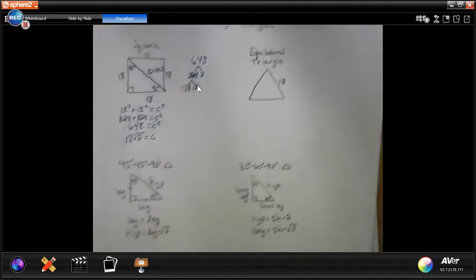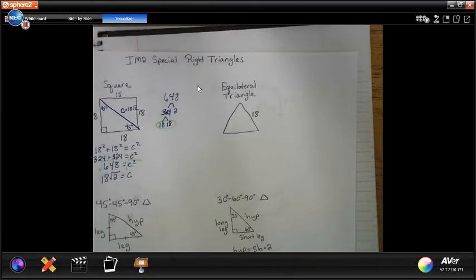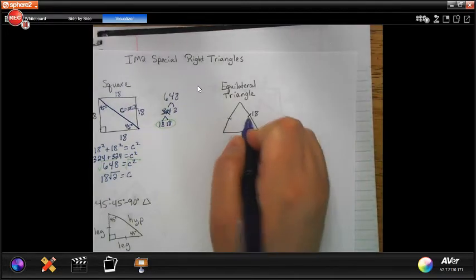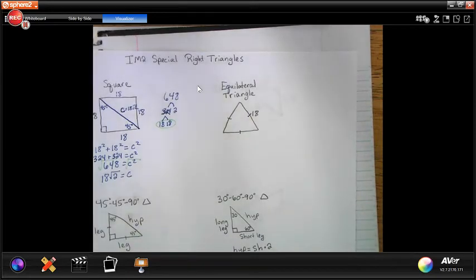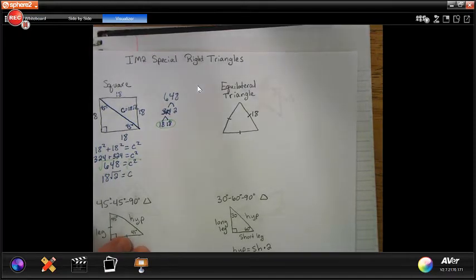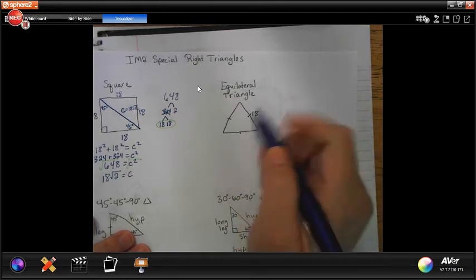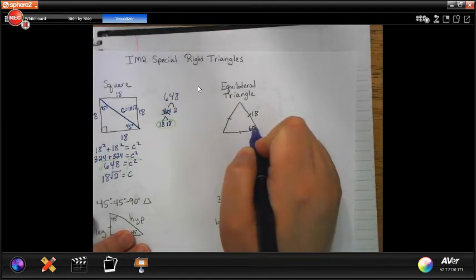Now on to the other part. Equilateral triangle. Equilateral triangle has 3 equal sides. 1, 2, 3. Equilateral means equal sides. So all 3 sides are 18. It also has 3 equal angles. So if you have 180 degrees and you split it up 3 ways, each angle is going to be 60 degrees.